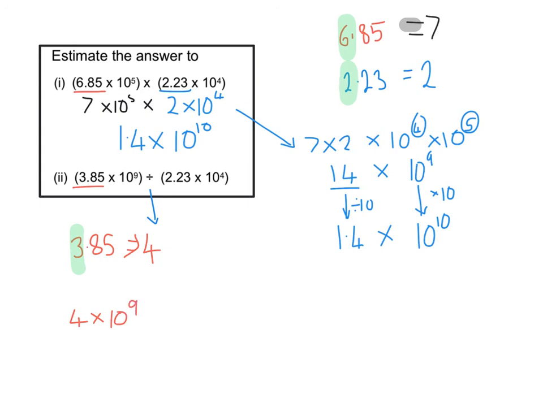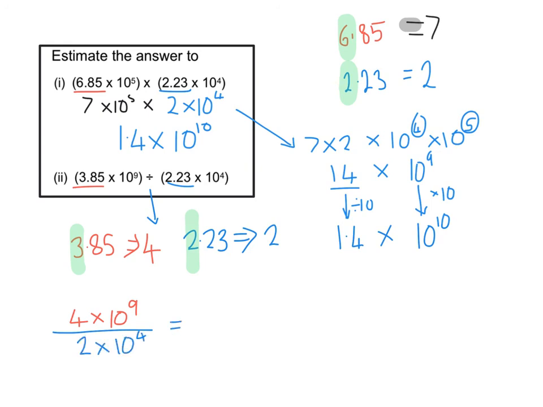And then we've also got 2.23, round to one significant figure. The first significant figure is the 2, so is it closer to 2 or 3? Well, it's closer to 2. So that's going to be divided by, I'm going to put this straight as a fraction, as a fraction is a division. So it's 2 times 10 to the power of 4.